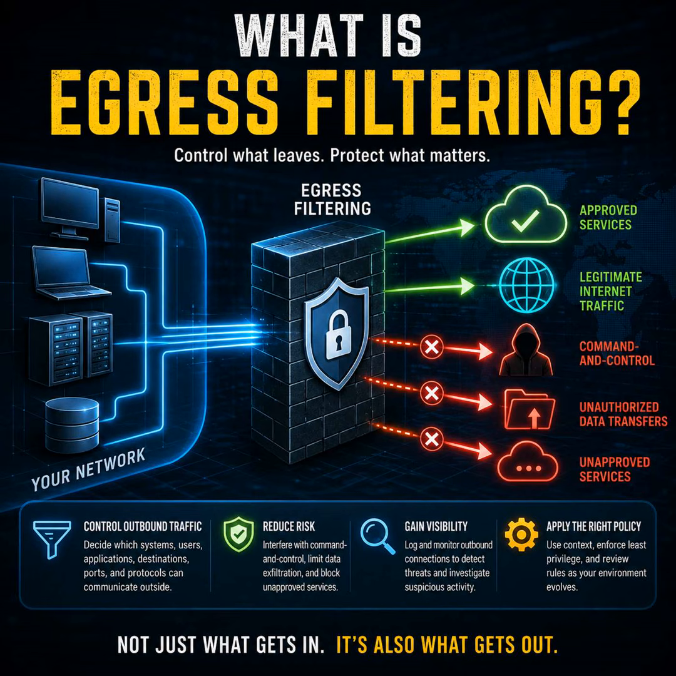One major purpose of egress filtering is to interfere with command and control communication. After a system is compromised, malicious code or an unauthorized remote session may attempt to contact infrastructure controlled by an attacker. That outbound connection can be used to receive instructions, return results, download additional components, or maintain continued access. Egress filtering can block the communication when the destination, protocol, port, application, or connection pattern falls outside approved policy.